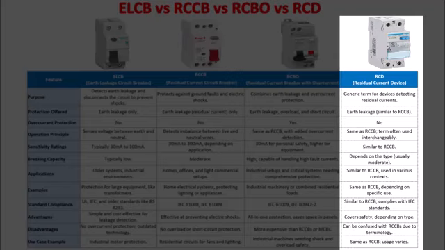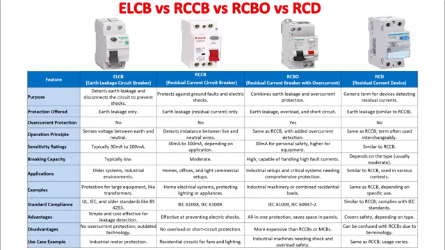So how do you choose? If you're protecting home circuits, an RCCB might be all you need. For more complex setups like an industrial site or a workshop, RCBOs are your best bet. And if you're looking at older systems, you might still come across ELCBs, but upgrading to modern RCCBs or RCBOs is the smarter choice. Remember, electrical safety isn't optional, it's essential.